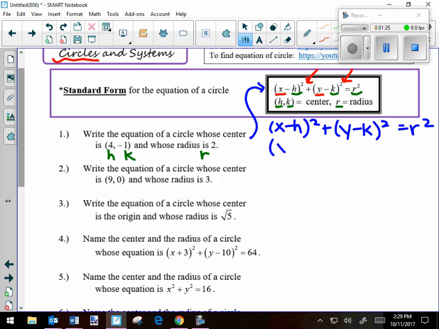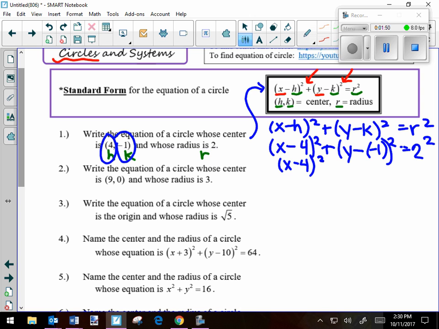When I substitute in, this is x minus what's h, 4, squared plus y minus, because it comes with the formula, negative 1 squared equals 2 squared. In a situation like this, the x minus 4 squared is totally fine, but what happens when you have minus and negative is it turns to positive. So this is going to say y plus 1 squared, and we have to simplify 2 squared and get 4. So this right here becomes the equation of our circle.